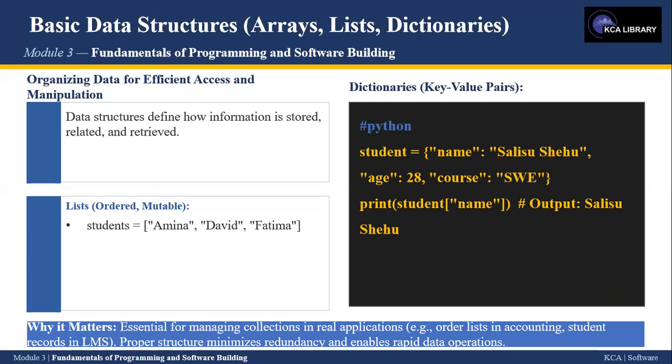Data structures are how we organize information in memory. We move beyond simple variables to use arrays or lists, which store collections of data, and dictionaries, or hash maps, which allow us to look up data using keys. Choosing the right structure is key to performance. Using the wrong one can slow down your entire application.